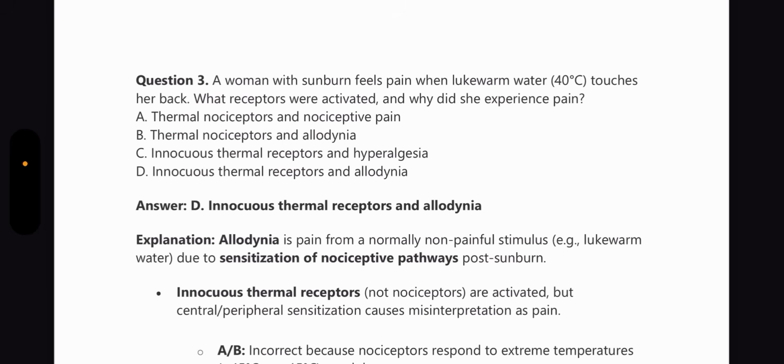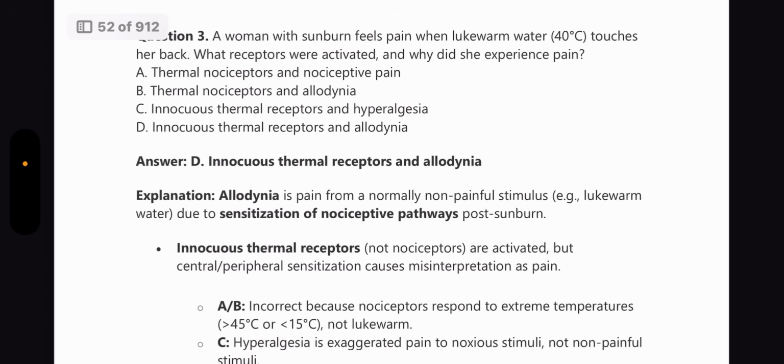So allodynia is pain from a normally non-painful stimulus, like the lukewarm water, due to sensitization of nociceptive pathways post-sunburn. So innocuous thermal receptors, that is not nociceptors, are activated, but central or peripheral sensitization causes misinterpretation as pain.